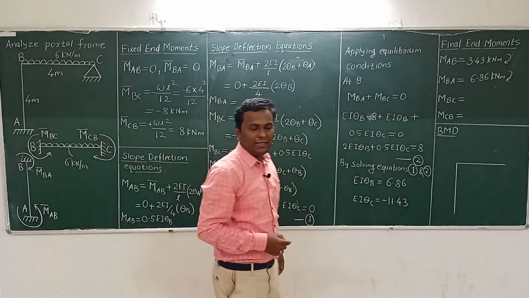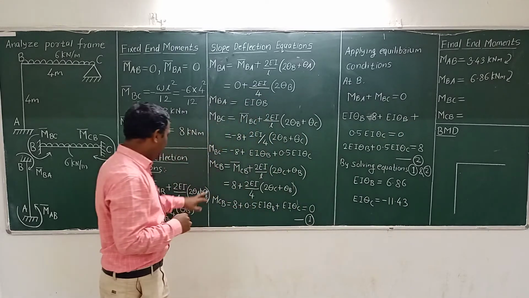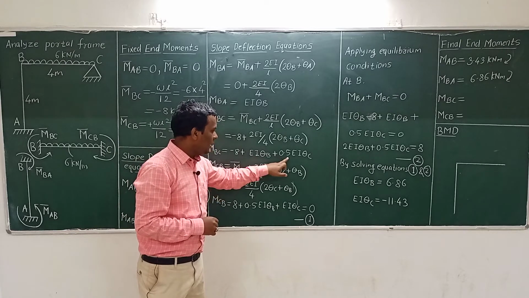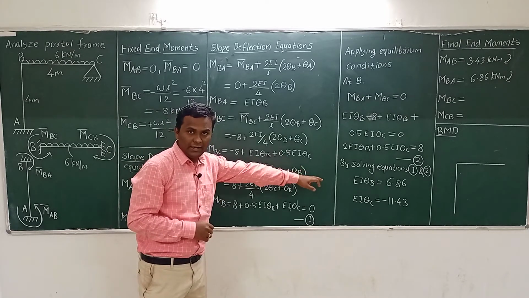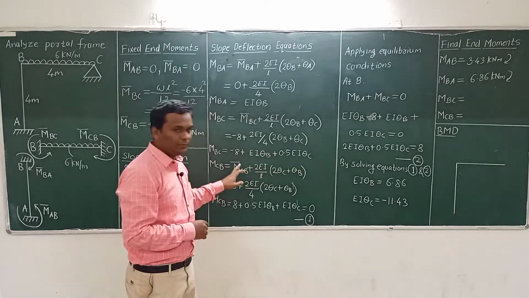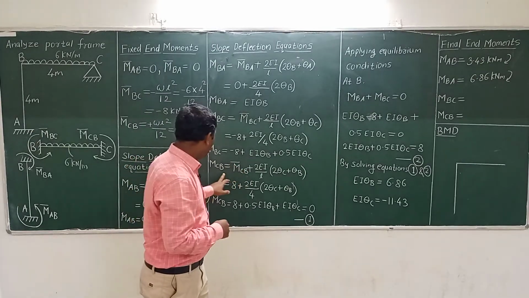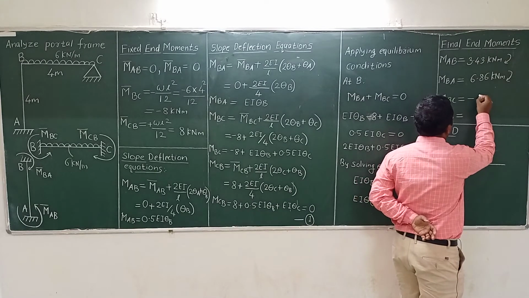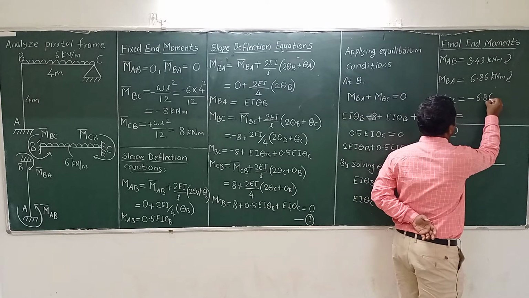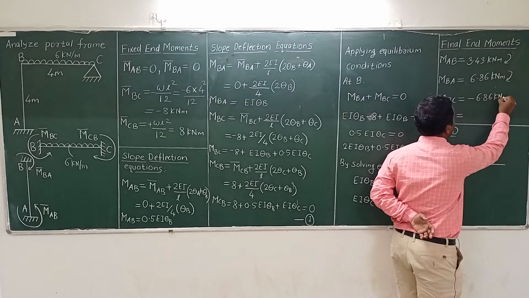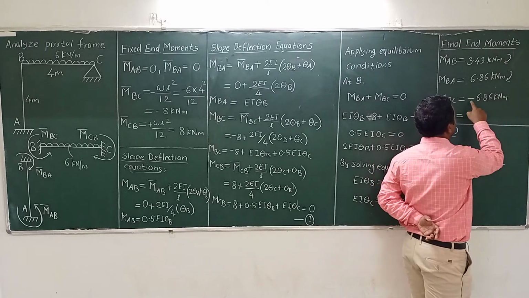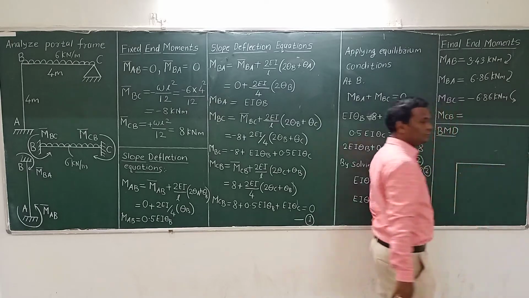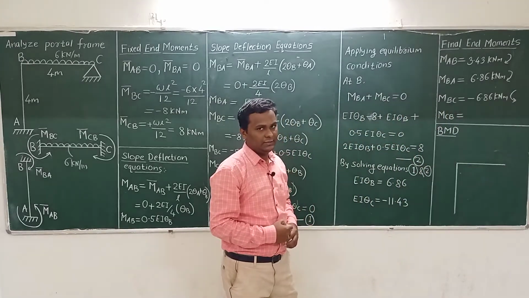Go for the next one, that is MBC. Now for MBC, here we have to put simply the value of EI theta B and EI theta C, which we have already calculated. Now when we solve this and find MBC, we will be getting MBC as minus 6.86 kilonewton meter, and as we are getting a minus sign here, it is anti-clockwise in nature.